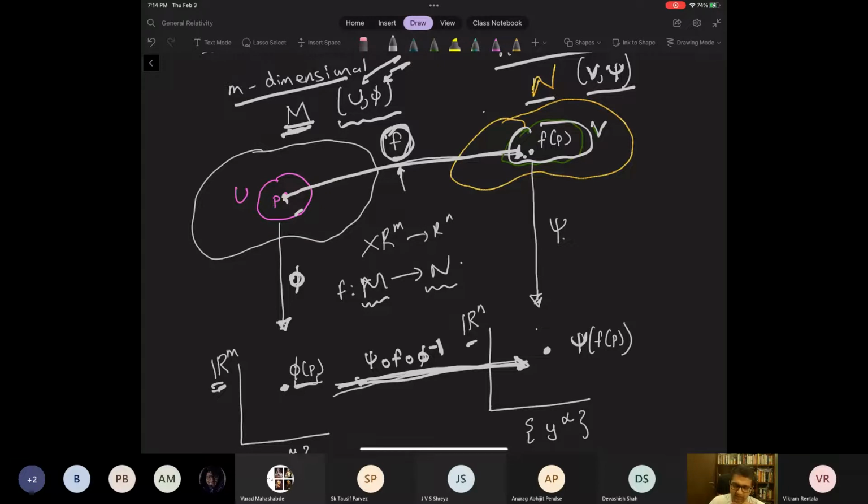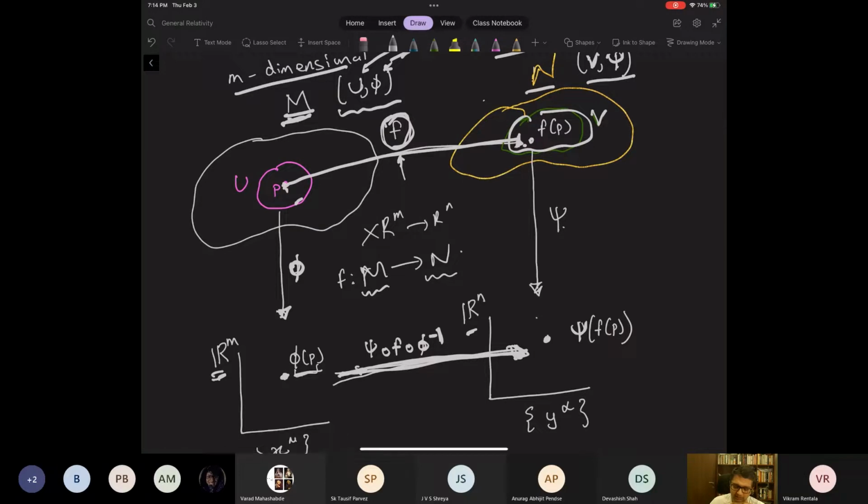So this map exists, and the way to think of this map is: I take a point with coordinates phi of p, I reverse that, so I go back to the point P. So I first go phi inverse. Then I follow F, which takes me to a point in N, which we denote as F of P. Then we follow psi to find the coordinates of that point F of P. So that's psi of F of P.